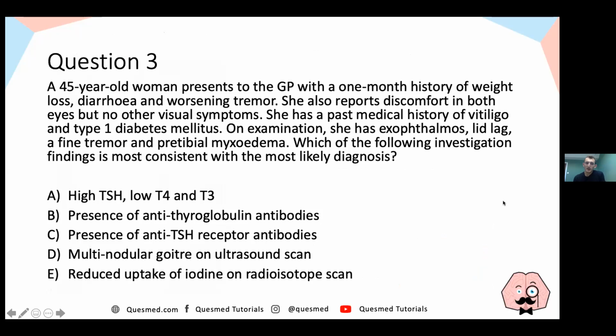Question 3. A 45-year-old woman presents to the GP with a 1-month history of weight loss, diarrhea, and worsening tremor. She also reports discomfort in both eyes, but no other visual symptoms. She has past medical history of vitiligo and type 1 diabetes. On examination, she has exophthalmos, lid lag, a fine tremor, and pretibial myxedema. Which of the following investigation findings is most consistent with the most likely diagnosis?